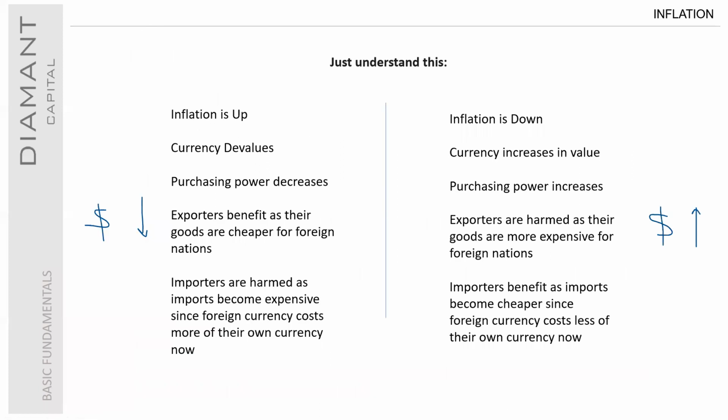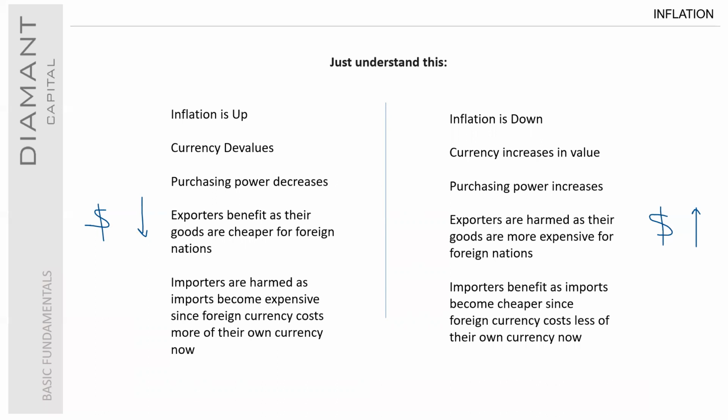So to really break it down, inflation going up and inflation going down, which is also called deflation. When inflation is rising, the currency devalues. Purchasing power decreases, as we explained with that $100,000 example. Now, what happens when inflation increases?